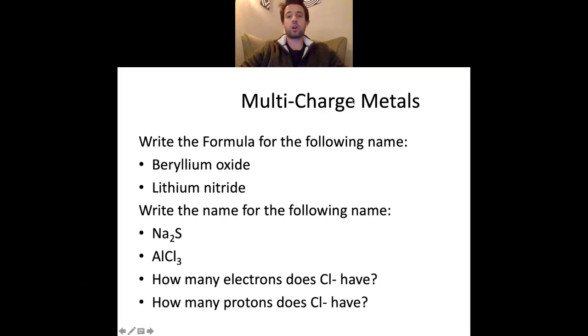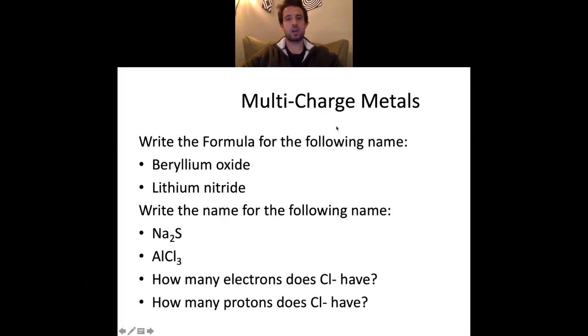Hey guys, today we're going to talk about multi-charge metals. So it turns out that there are some ions, some elements that can form more than one different type of ion. For example, a bunch of transition metals, like iron, can form iron 2 plus or iron 3 plus. And we won't get into the reasons why it does that.